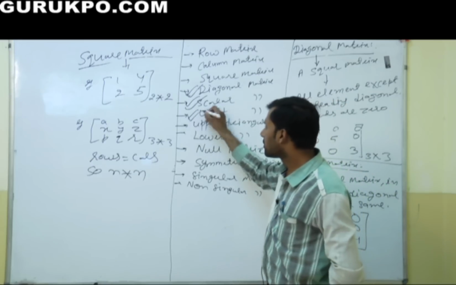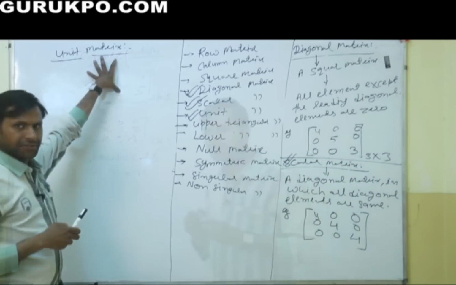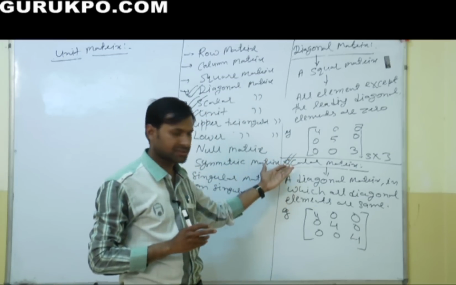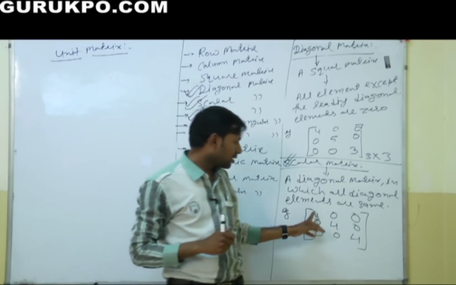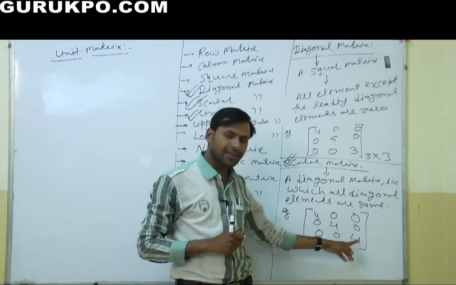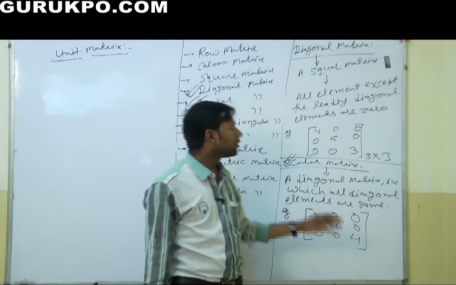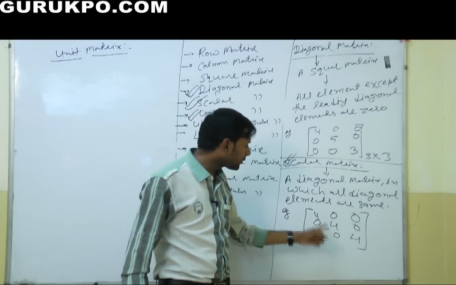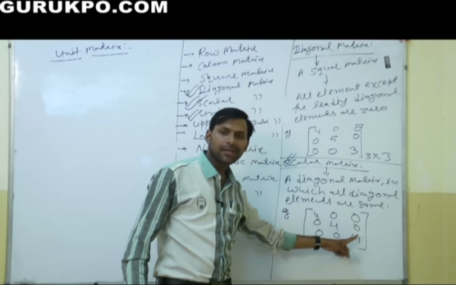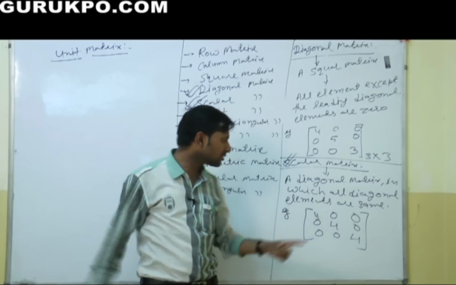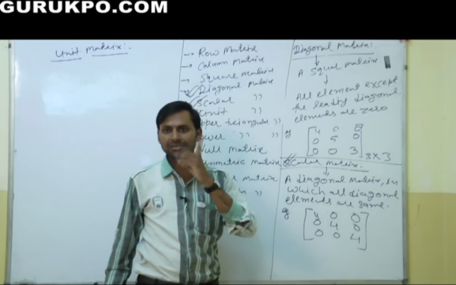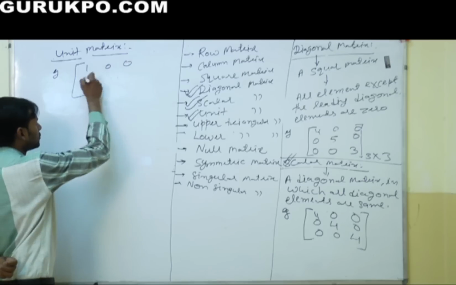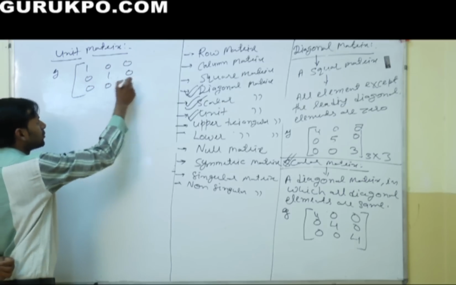Now we move on to the unit matrix. What is a unit matrix? A unit matrix is almost similar to the scalar matrix. In a scalar matrix, it is a square matrix, all diagonal elements are equal and the remaining are 0. But in a unit matrix, all conditions are the same, but on the diagonal all elements are unit. The name is unit matrix, that means all diagonal elements are unit. Unit means 1, like 1, 0, 0, 0, 1, 0, 0, 0, 1.